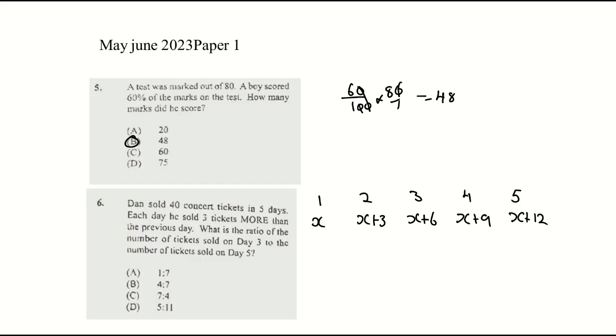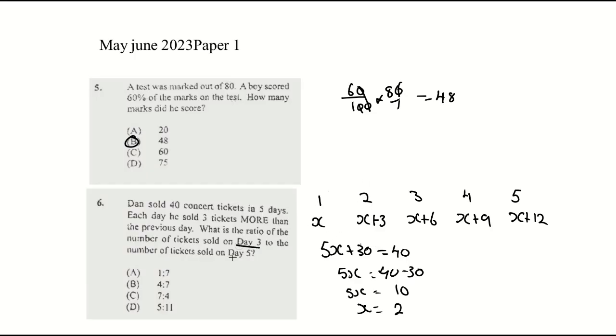Now you can add all of this up. This would be 5x plus 3 plus 6 is 9, 9 and 9 is 18, 18 and 12 is 30. Yeah, it's 30. And all of that is equal to 40. So 5x would be 40 minus 30, so 5x would be 10. So x is equal to 2. So he started with 2 tickets, right?